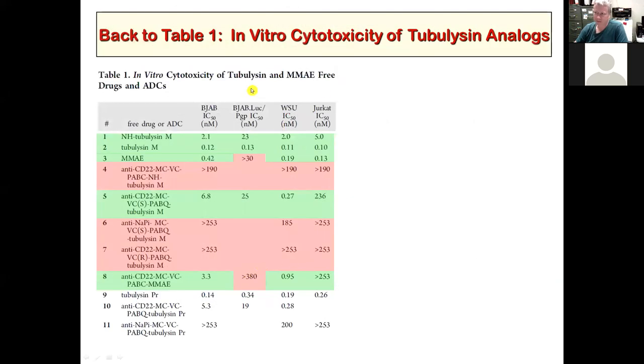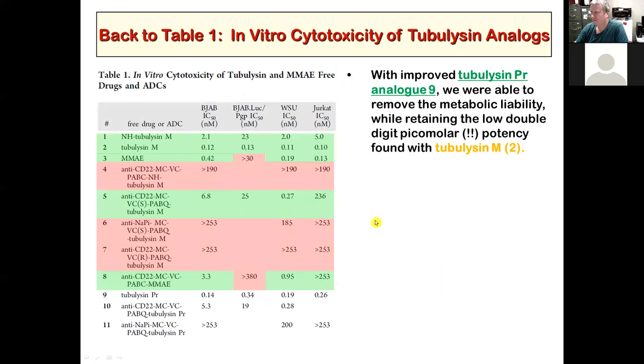All right, so we showed this table earlier. Now we're gonna kind of finish it up. We improved tubulysin propyl with improved tubulysin propyl analog 9, the new thing they made. We were able to remove the metabolic liability while retaining low double-digit picomolar potency. So that's like sub-nanomolar found with tubulysin am.